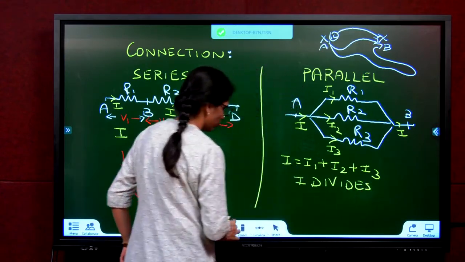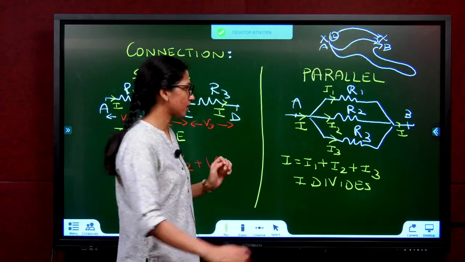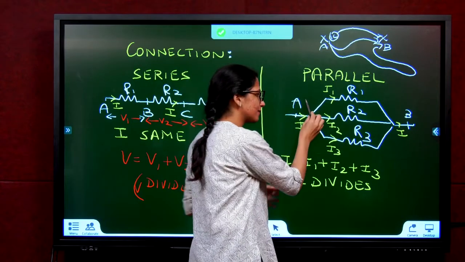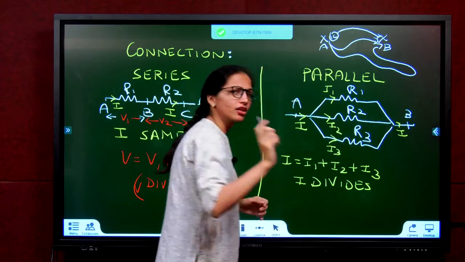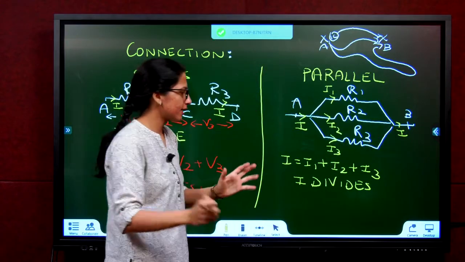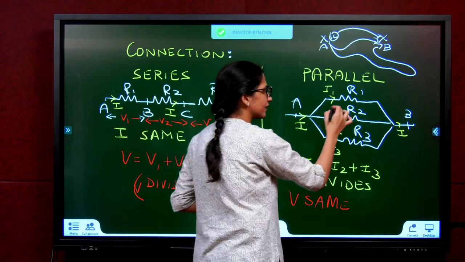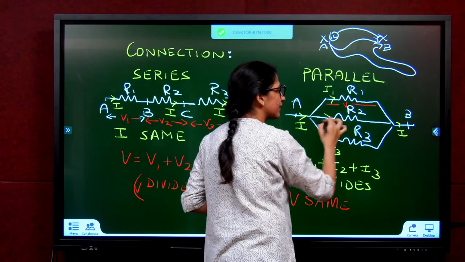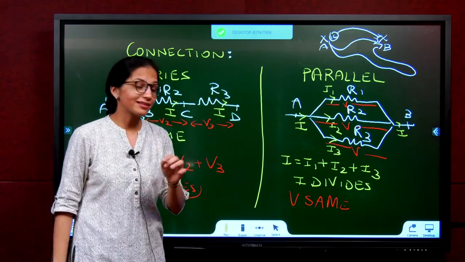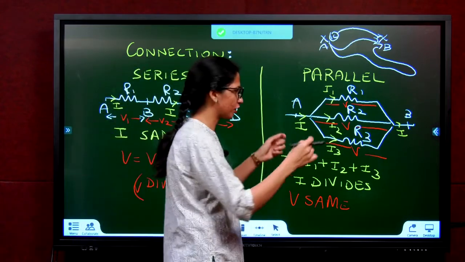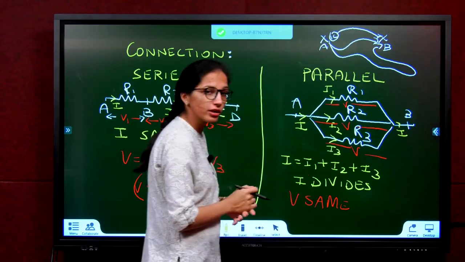Let us see what happens to V in this case. Potential remains same between 2 points irrespective of the path. So if you are transferring your charge from this point to this point, or you are going through R2 or you are going through R3, you are still moving between the same 2 points. So the potential should be the same. So across this it's V only, across this it's V only, across this it's V only. You should always use across when you talk about potential. Across R1 also it's V only, across R2 also it's V only, across R3 also it's V only.